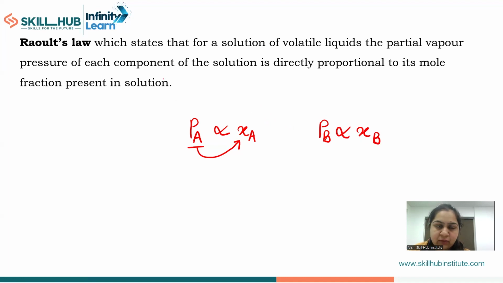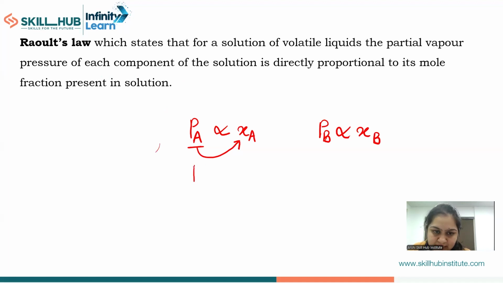So now let us read the statement. Raoult's law states that for a solution of volatile liquids, what do I mean by a solution of volatile liquids? I have taken two liquids A and B and both are volatile. The partial vapor pressure of each component, the vapor pressure exerted by A and the vapor pressure exerted by B, will be directly proportional to their mole fraction, whatever the concentration of A and B present in the solution.